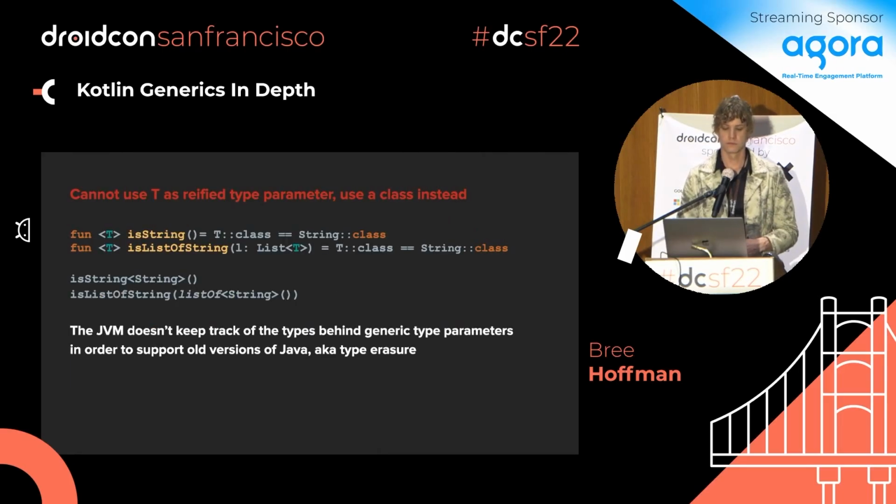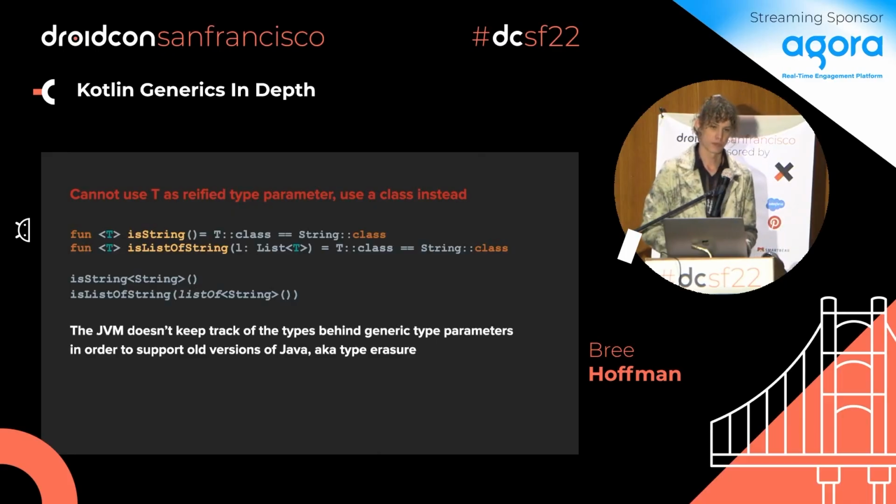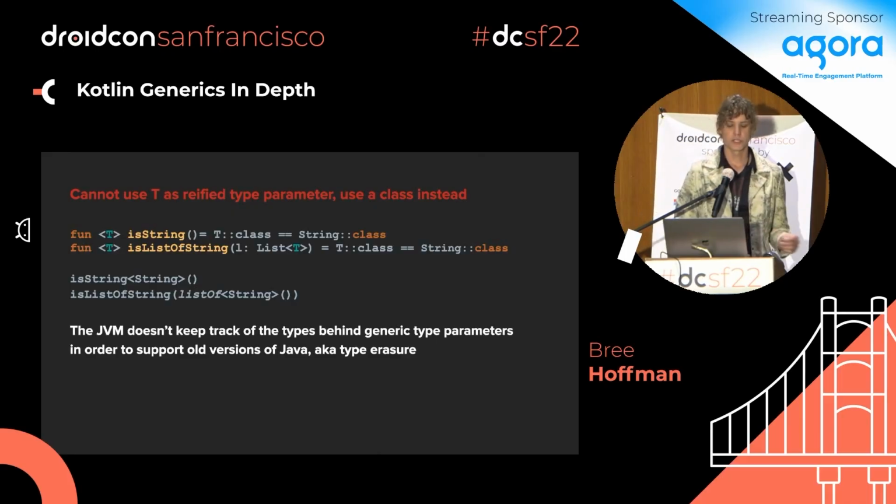So if you were to write a function like this that specifies T as the type parameter, and then you tried to call class on T, you wouldn't be able to, and that's because of type erasure. Type erasure exists because the JVM has to support older versions of Java that didn't have generics in them. So basically, at compile time, we know this information, but at runtime, we don't. So the way that Kotlin gets around this is it actually allows us to reify complex types using inline functions.